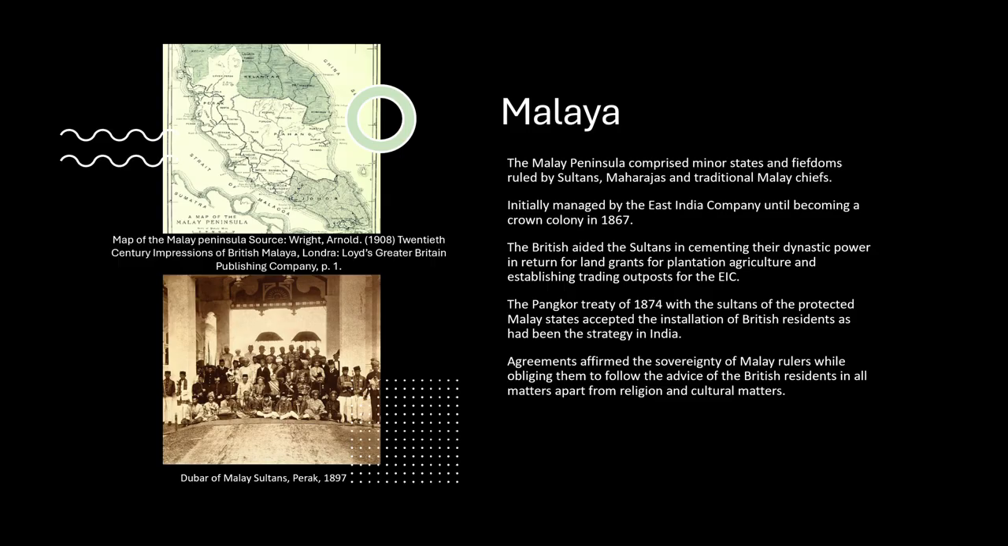The Indian model of indirect rule through treaties with subordinate allies was extended by the British to its treaties with the sultanates of Malaya. These collaborative efforts usually involved the British aiding Malay sultans in cementing their administrative and dynastic power in return for land grants for plantation agriculture, and the establishment of trading outposts for the EIC.